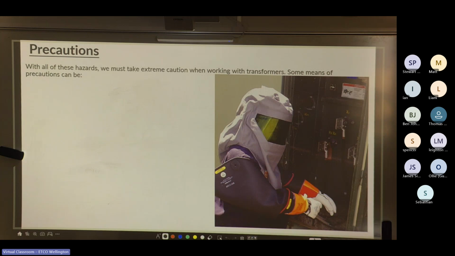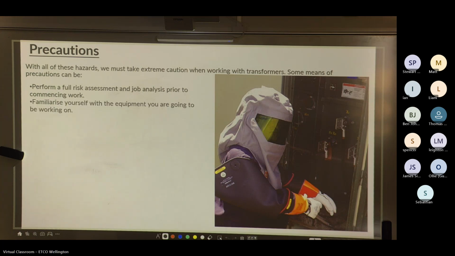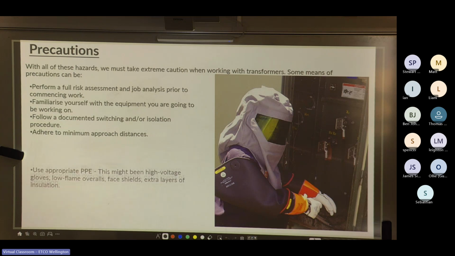So with all of these hazards, we must take extreme caution when working with transformers. Some means of precaution can be performing a full risk assessment and job analysis prior to commencing work, the paperwork and risk assessments. Familiarize yourself with the equipment you're going to be working on. Read all the safety documentation. Make sure you know exactly what you're going to be working on and where it's located. Follow a documented switching and/or isolation procedure. Adhere to minimum approach distances.